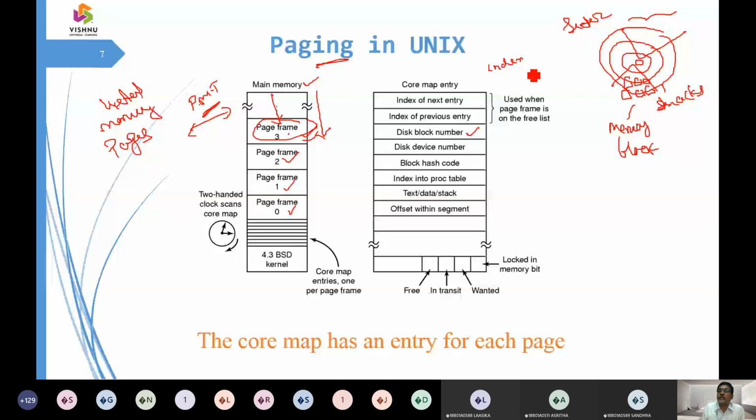So the index says which disk block is managed at which disk device, or which disk block is empty or free, or whether we can make a read or write operation. Similarly, some hash code over it. So we are going to have an index. After this block, what is the next entry? And what is the previous block?